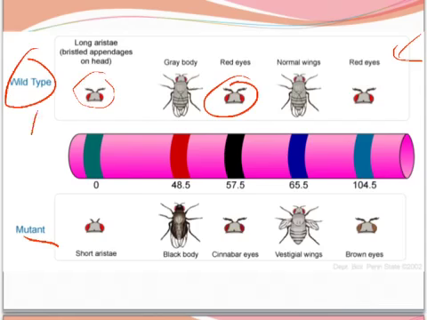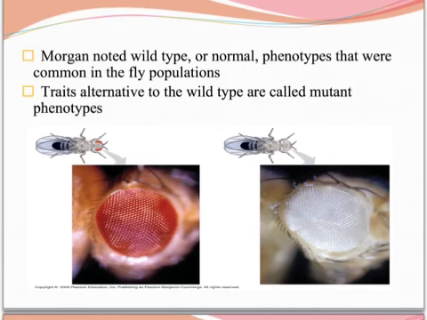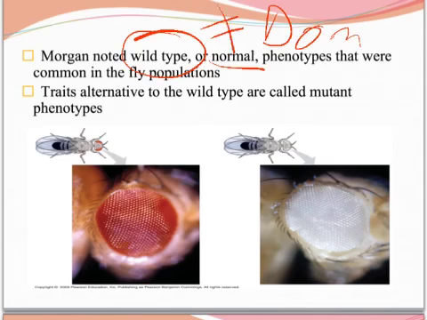When you look at any trait, these two terms are going to be important for us to look at. So one of the things that Morgan noted when he did this was that there were certain phenotypes that were normal in the common fly population. And he called those normal types the wild type. Now, it does not mean dominant, it does not mean recessive, it just means the normal. So that's a big difference. A lot of people want to associate this with the concept of being a dominant trait. We can't do that.